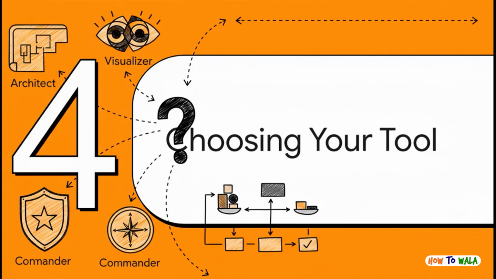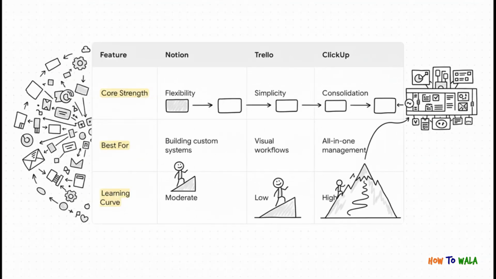So, there we have it. The architect, the visualizer, and the commander. Three really powerful tools, but three very different philosophies. So, how on earth do you choose? Let's break it down. Okay, this slide really lays it all out for us, side by side, and you can see the trade-offs right away. Notion's awesome flexibility comes with a bit of a learning curve. Trello's amazing simplicity is easy to learn, but it's not as packed with features. And ClickUp's all-in-one power, well, that requires a steeper learning curve to really master everything it can do.